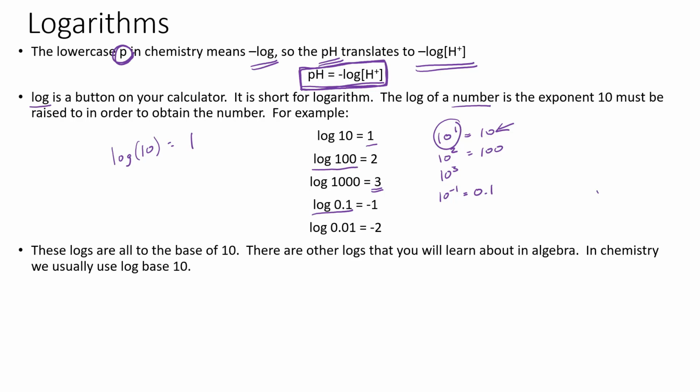So in chemistry, we usually only use log base 10. There are other logs that you'll learn about in your algebra class, but we're only going to use log base 10. So there's also log base 3 that's used a lot, and I think log base 7, maybe, I don't remember. But I remember log base 3 for some reason.